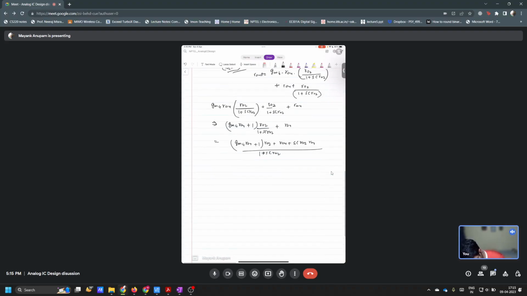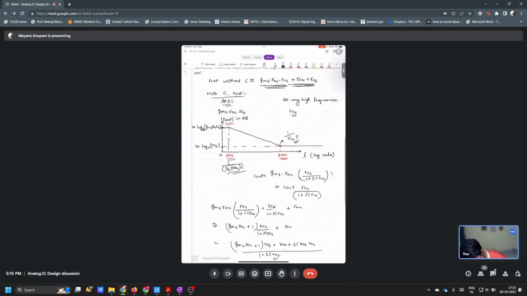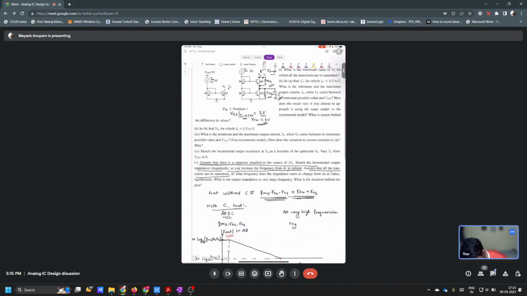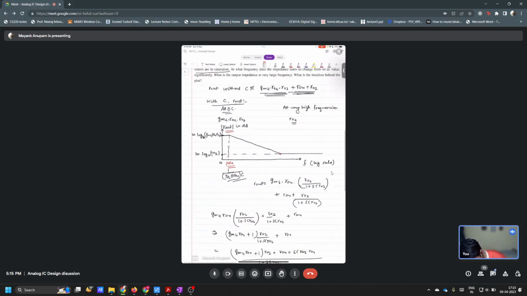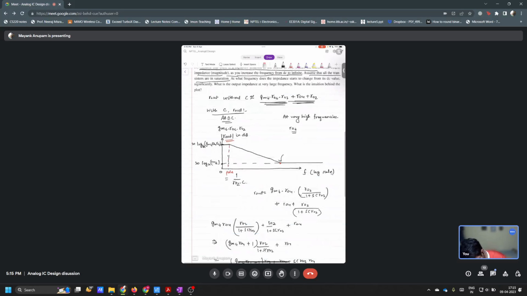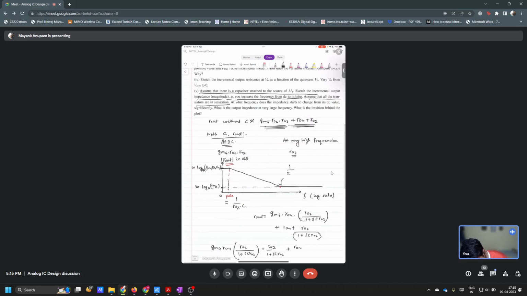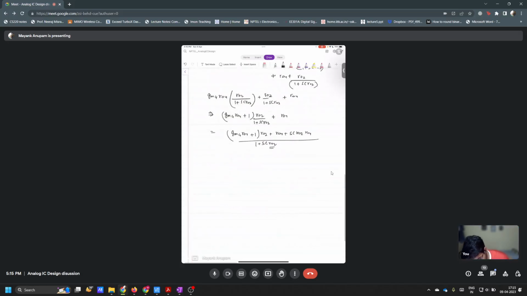Yeah, so I made a mistake. So the pole location is actually RO2, SCRO2. So this is not 0, this is the pole location. The pole is 1 over RO2 into C. And this is actually 0, 1 over RO2 parallel RO4 into C.